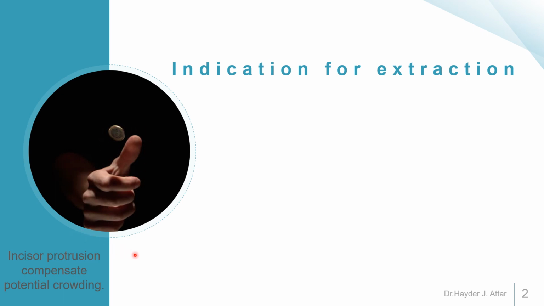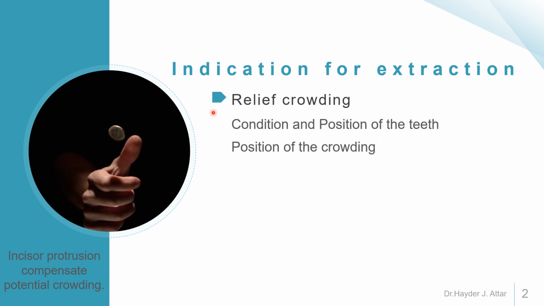Here the indication for extraction is relief of crowding, which is moderate and severe crowding. The choice of the tooth to be extracted to relieve the crowding depends on the condition and the position of the teeth. Condition: teeth that are badly carious, hypoplastic, or root canal treated are preferred for extraction to relieve the crowding. In addition, malposed or severely malposed teeth that are difficult to align are preferred for extraction.